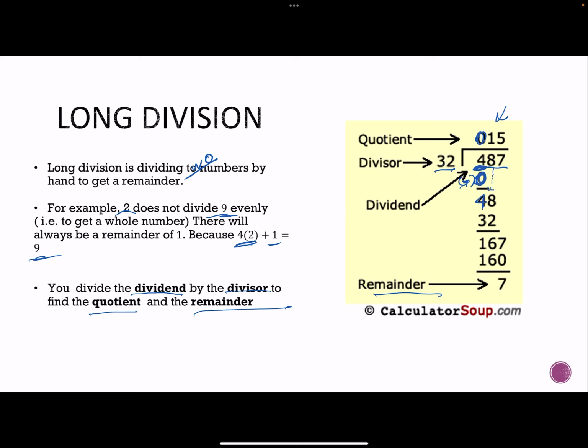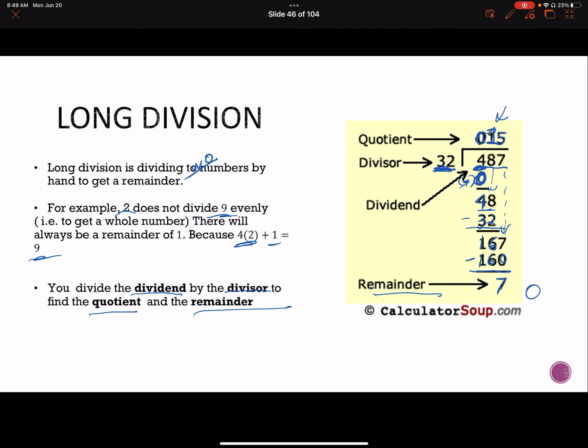Then I pull down my next digit. So how many times does 32 fit into 48? The answer is 1, so I put a 1 up here. 1 times 32 is 32, and then I subtract to get 16, and I pull down the next digit. How many times does 32 fit into 167? That's 5 times. 5 times 32 is 160. I subtract to get our remainder of 7. It is possible to have a remainder of 0, but in these two examples, we do not. So let's go ahead and practice some long division.